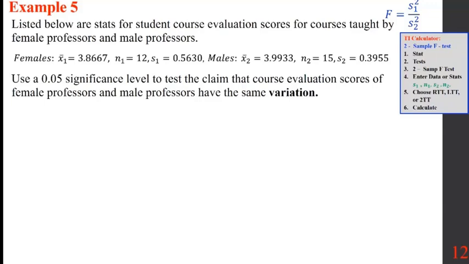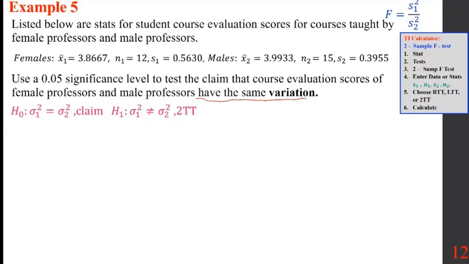So all we have to do is write the different steps. The very first one obviously being H0 and H1. H0: sigma 1 squared equals sigma 2 squared. And that is the claim. Use a 0.05 significance level to test the claim that the course evaluation scores of female professors and male professors have the same variation. That is the claim. And not equal makes a two-tail test.